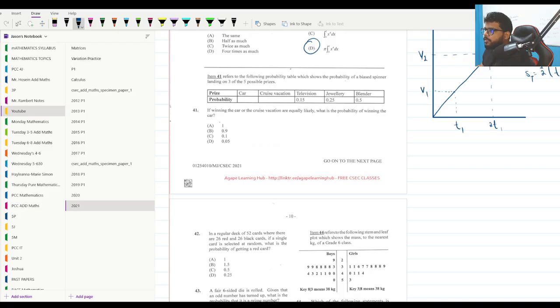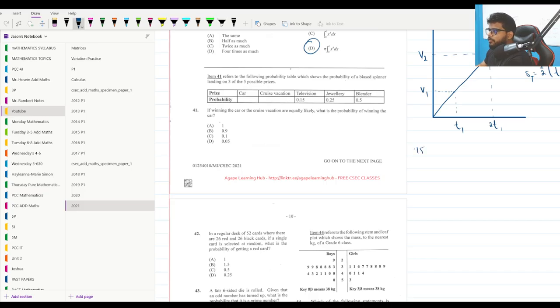Refers to the following probability, which shows the probability of a biased spinner landing on 3 of the 5 possible prizes. Okay, so it's biased, so it only lands on these 3 prizes here. 0.4, 0.5, 0.9. Okay. If winning the car or the cruise vacation are equally likely, what's the probability of winning the car? When you add up all these probabilities, you're supposed to get 1.